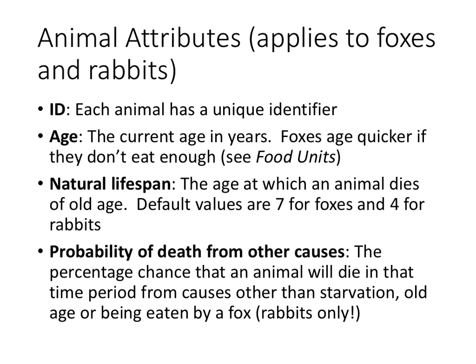Each animal has a natural lifespan, which is the age at which an animal would die of old age, and the default values for that are set to 7 for foxes and 4 for rabbits. And another attribute is what's called probability of death from other causes, and this is a percentage chance that an animal will die in any particular time period from causes other than starvation or from old age, or in the rabbit's case, being eaten by a fox.